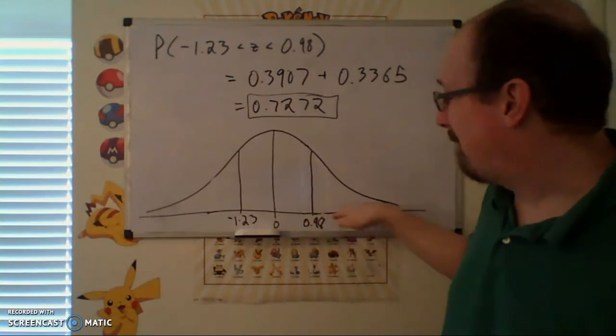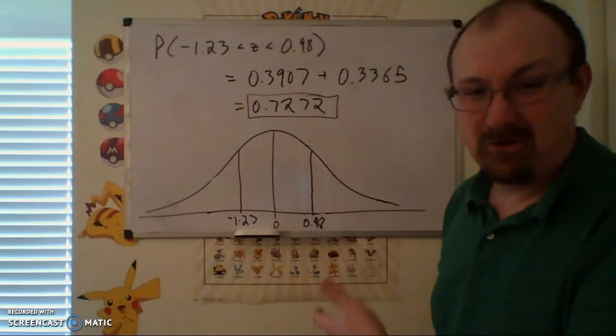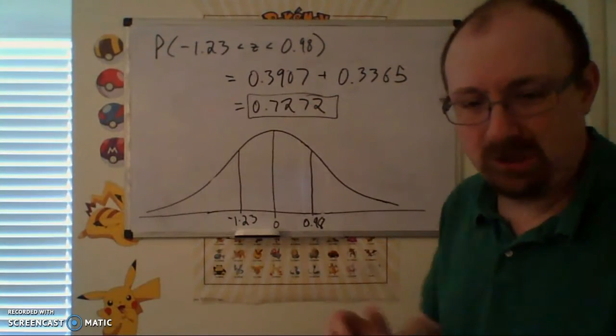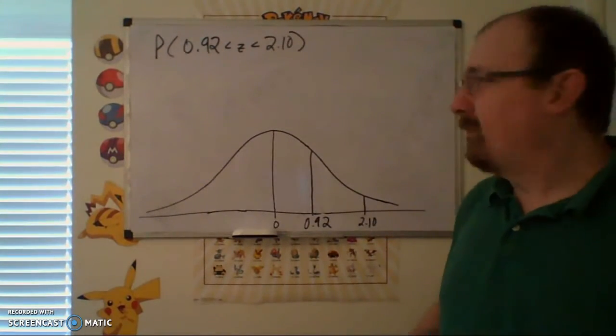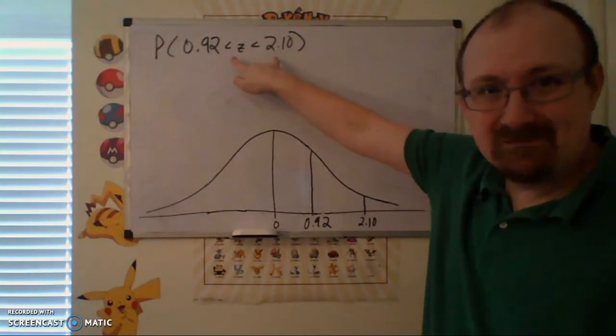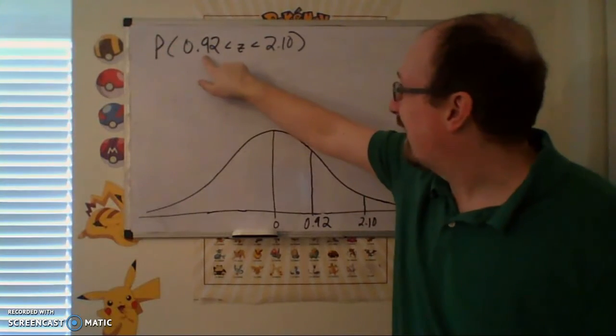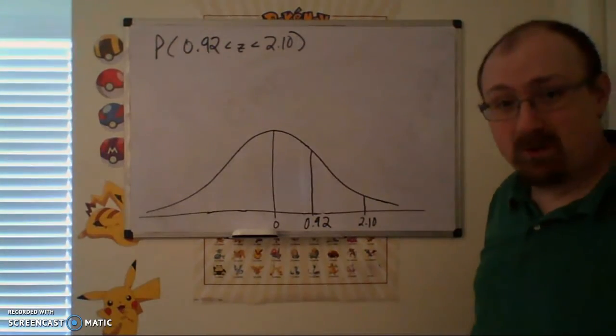What happens if it turns out both our cutoff points are on the same side of 0? So let me clean this up a bit, and then we'll take a look. Okay, what do we do if 0 isn't acting as a convenient breakpoint? So this time around, we've got 0.92 on the left and 2.10 on the right.